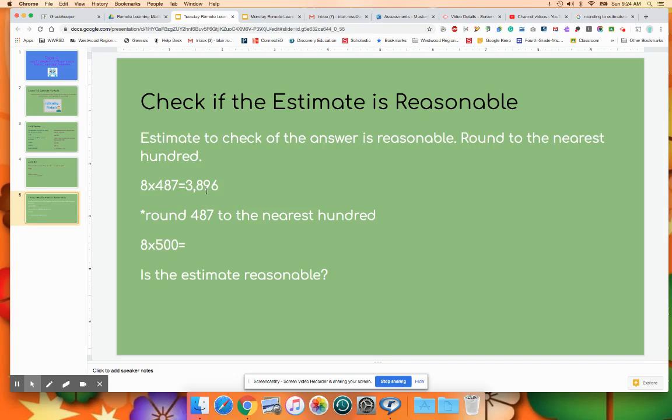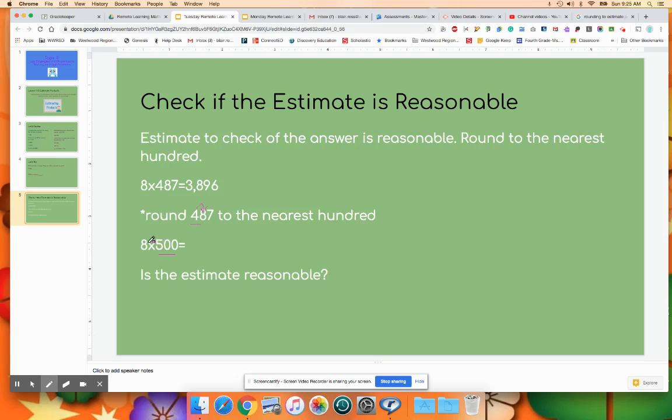They're saying the actual answer is 3,896. So we're going to round and estimate to see if that 3,896 is reasonable. So when we estimate, let's hope we get something close to it, right? So 487, I'm going to do my rounding to the hundreds place. What does the 8 do to the 4? Bump it up, so it becomes 500.